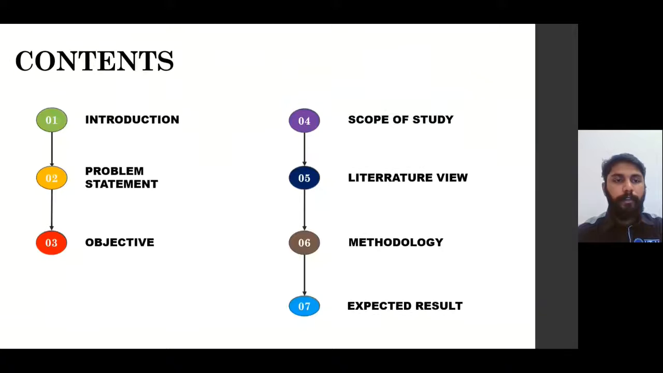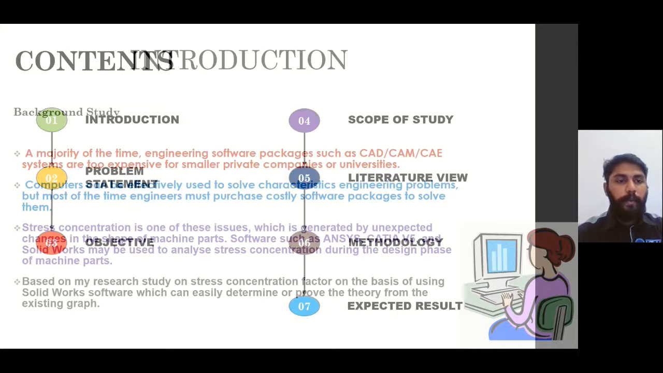Let's see the contents. Firstly, introduction, problem statement, objective, scope of study, then literature review, methodology, and lastly, expected result. Let's see the introduction, background study.